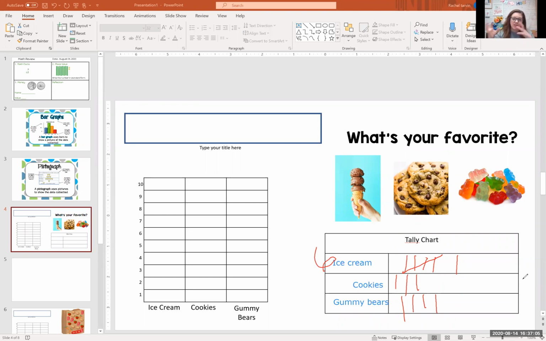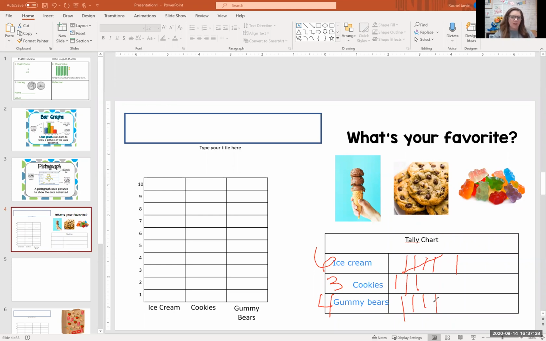So a good strategy to keep track of your data on a tally chart is to count your tallies and write the number next to it in standard form. Standard form just means regular way. Cookies, let's count. 1, 2, 3. I've got 3 tally marks for cookies, so I'm going to write a 3. Gummy bears, count with me. 1, 2, 3, 4. I got 4 gummy bears, so I'm going to write 4. Ooh, now we have all of our data and we can start making our graph.